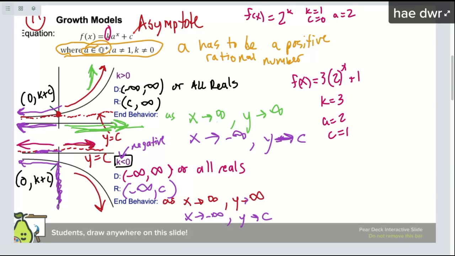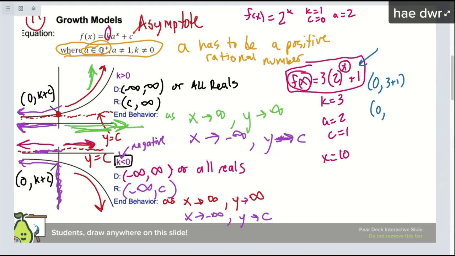So yeah, if I wanted to find y, so for example, if I have this equation here and they say x equals 10, I plug 10 in right here, and then that gives me my y value. So 0, k plus c, that's your y-intercept. So for example, in this problem, your y-intercept would be 0, and then 3 plus 1, which will be 0, 4. I think that's what you're talking about.